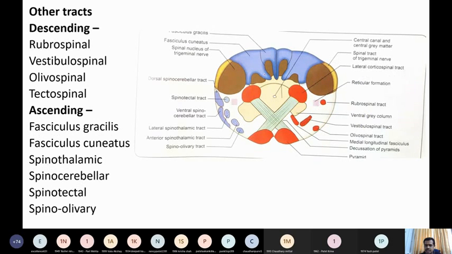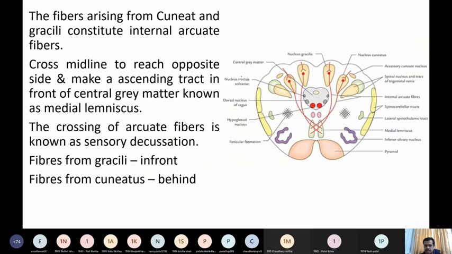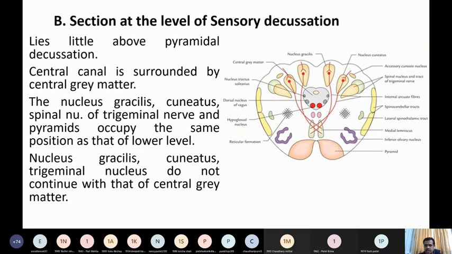Nucleus gracilis, nucleus cuneatus, and the spinal tract of the trigeminal nerve lie in the posterior region. Similar structure will be seen here. The nucleus gracilis, nucleus cuneatus, and the nucleus of the spinal tract of the trigeminal nerve lie posteriorly. There is no change. Clear?